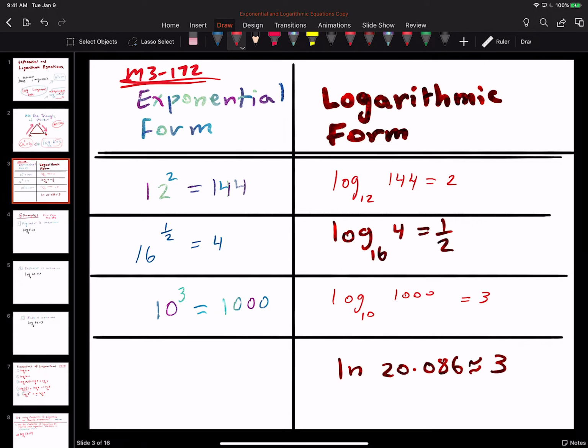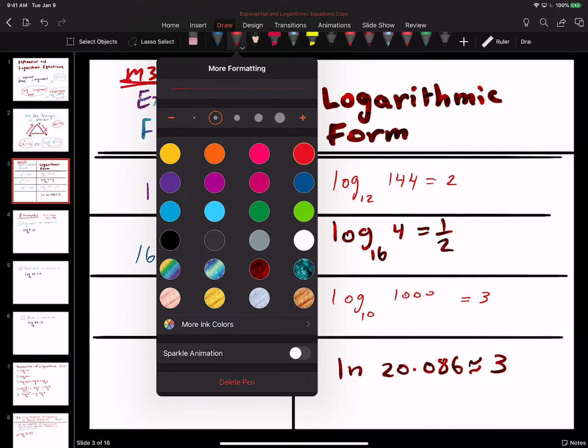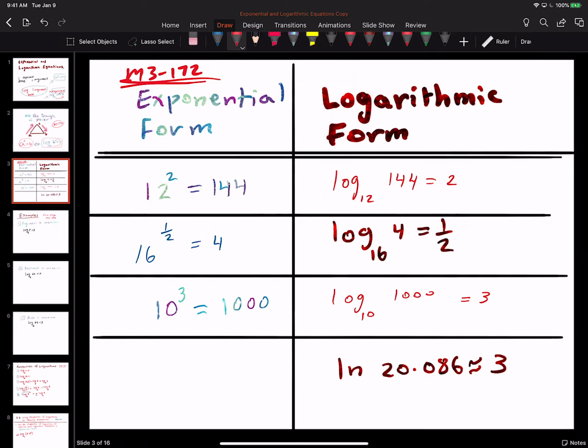Whenever you see ln, that means it's the same thing as log base e. So keep that in mind. So let's write this as an exponent. This is an e, but it's not written. E to the power 3 equals, or approximately, because it's not 100% equal, 20.086. That should do it for this table.